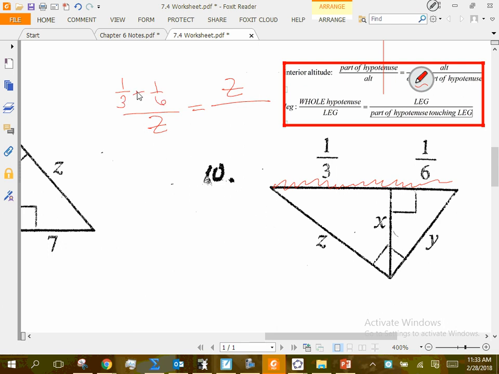So whole hypotenuse, okay? And now this is part of the hypotenuse that is touching that leg. So what part is touching the leg? 1/3, okay? How do I add fractions? Common denominator. So what was that, 1/3? It's going to become 2/6, right? Yeah. What's that add to? 3/6, which is 1/2. So I'm going to rewrite this as 1/2.